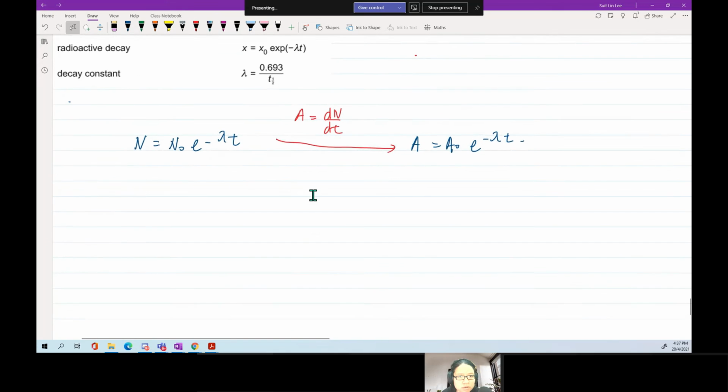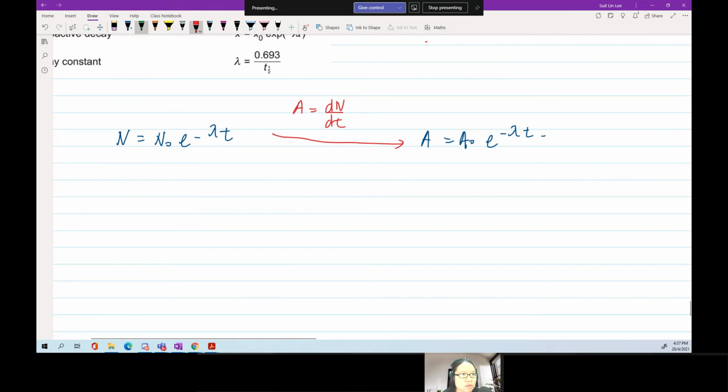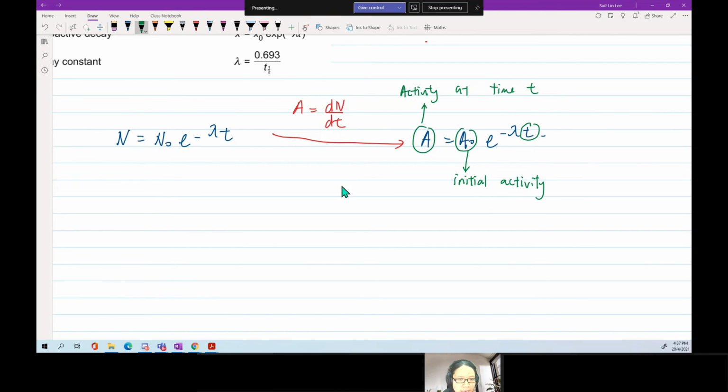Let me zoom in a bit. Okay, so let's name these things in case you see this and then you don't know what they mean. This one is activity at time t, I don't know, 2 years, 3 hours, whatever. Okay, this A naught is initial activity. What is activity, miss? Number of decays per unit time. Rate of decay. How many nuclei will decay in 1 second?